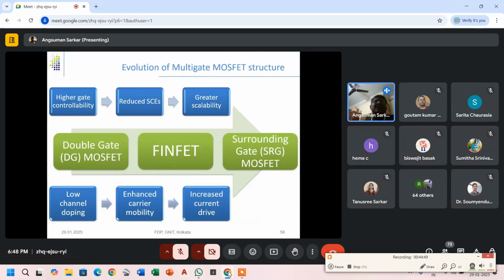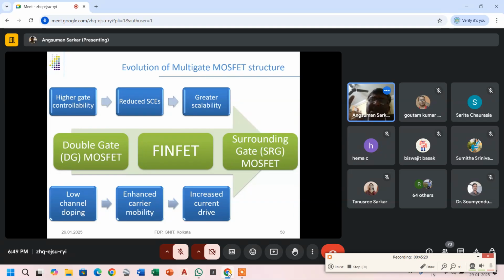So basically, it is about the gate controllability. For a MOSFET to work properly, it is the gate terminal that should control the channel. But unfortunately, the drain terminal will come into the picture also for short channel devices. Ideally the channel should be controlled by the gate, but the drain terminal will intervene. So that intervention needs to be minimized.